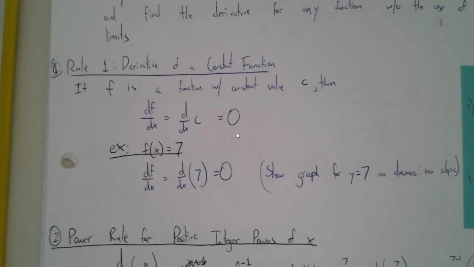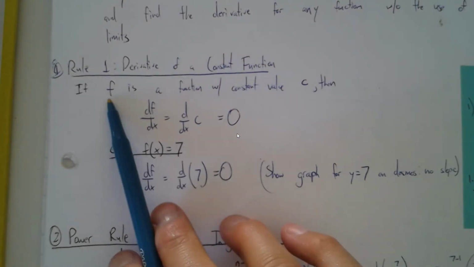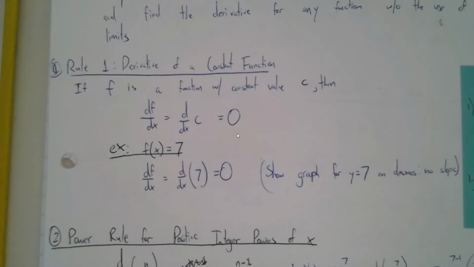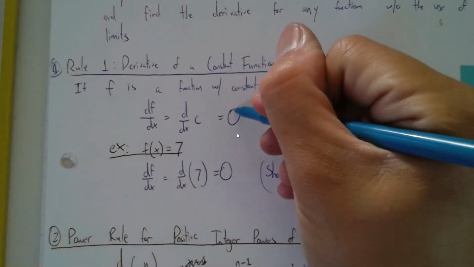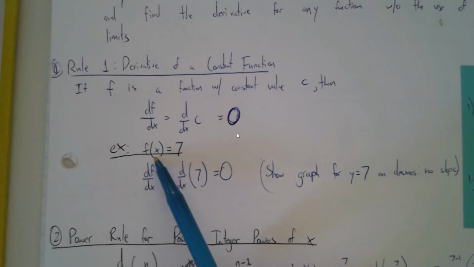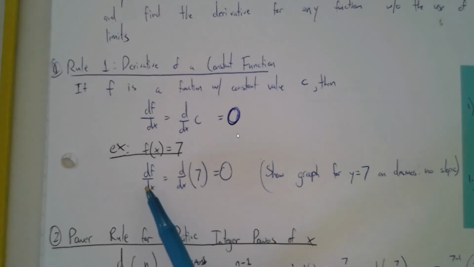Write this down. This is the first rule you're going to learn. The derivative of a constant function. It says if f is a function with a constant value, where c is a constant number, then if you take the derivative of that, you're going to get 0. An example would be if you have f of x is equal to 7, and you take the derivative. I'm going to give you guys a little time to write this down before I start explaining.